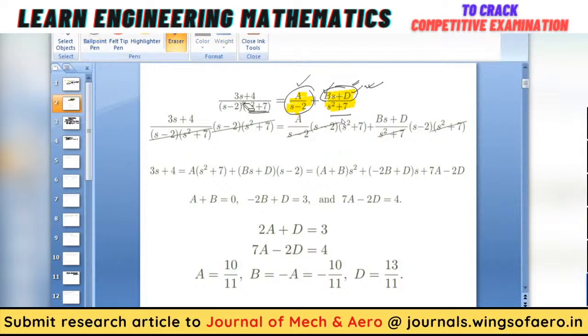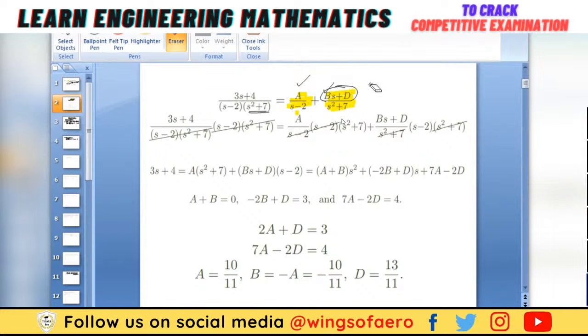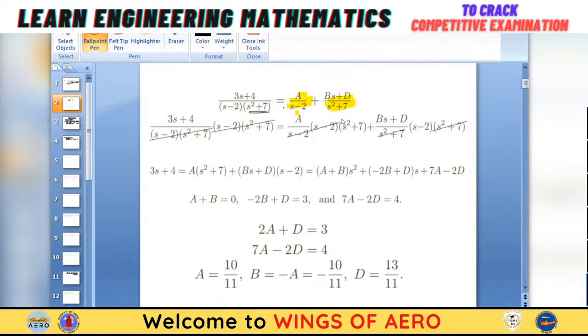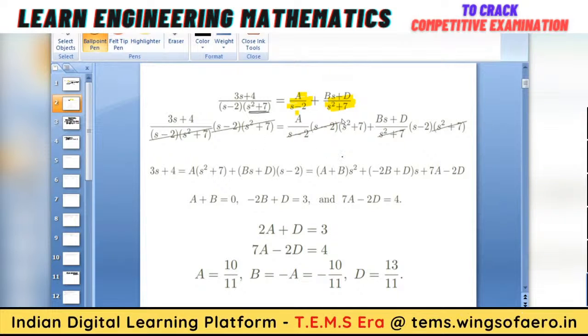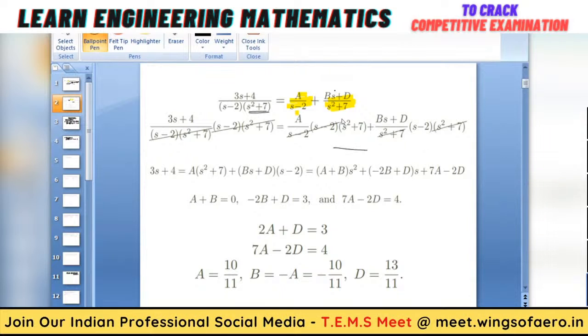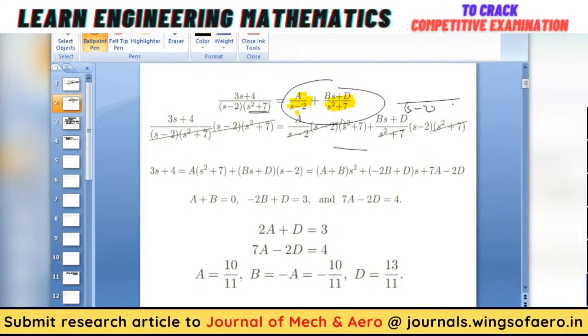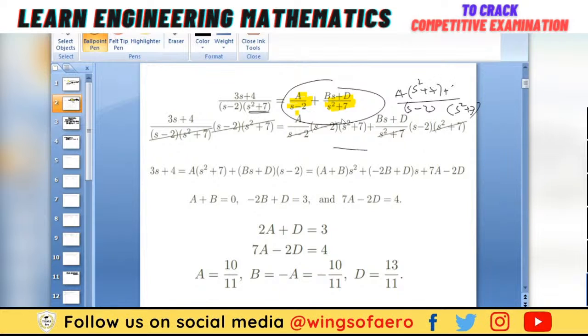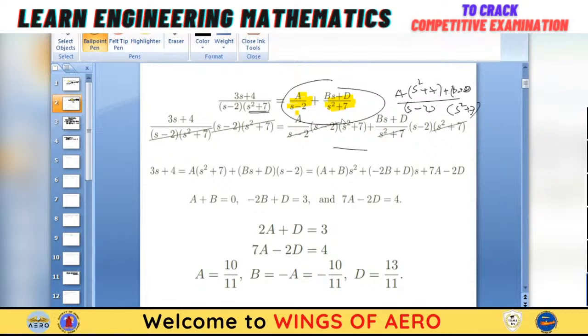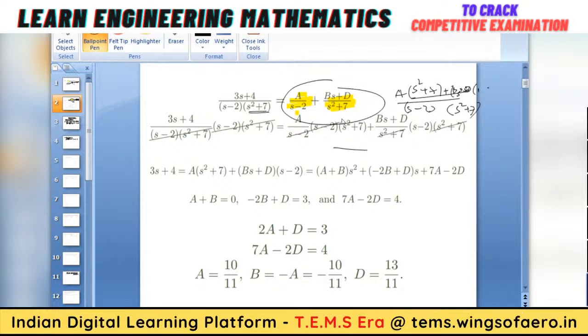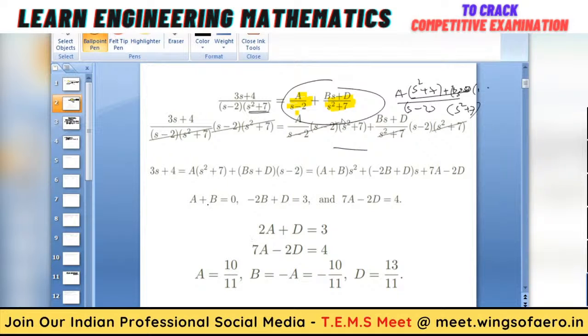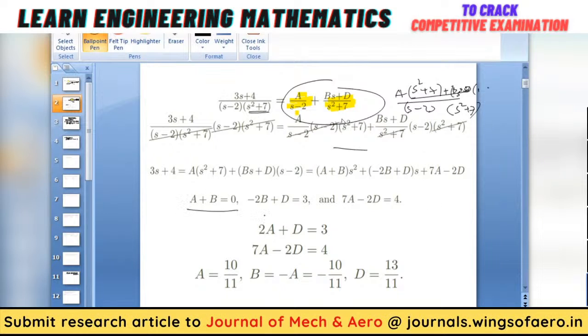Now what is the next rule? The next rule is very easy: just simplify. After simplification, the numerator becomes a times (s square plus 7) plus (bs plus d) times (s minus 2). Multiply everything and compare both sides. As we did in the last class to find the values of a and b, in exactly the same way we will compare both sides and find the values of a, b, c.